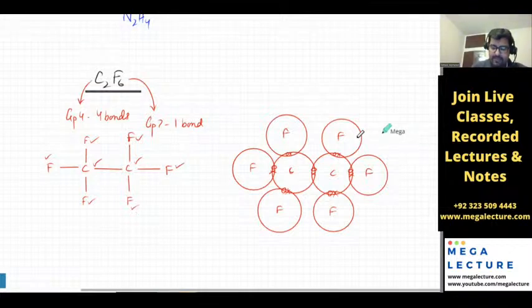Now the next thing is every atom should have 8 electrons in the outer shell. So carbon has 8 electrons. This carbon also has. Fluorine doesn't. So fluorine is supposed to have 6 more electrons. These are your lone pairs. So make sure you draw those lone pairs. Each atom should have a complete outer shell.